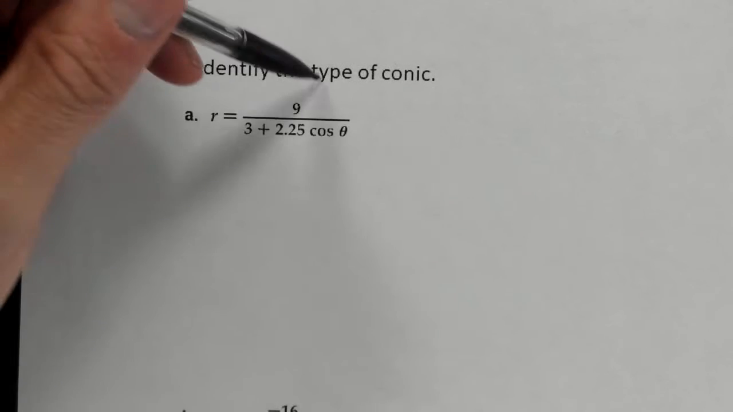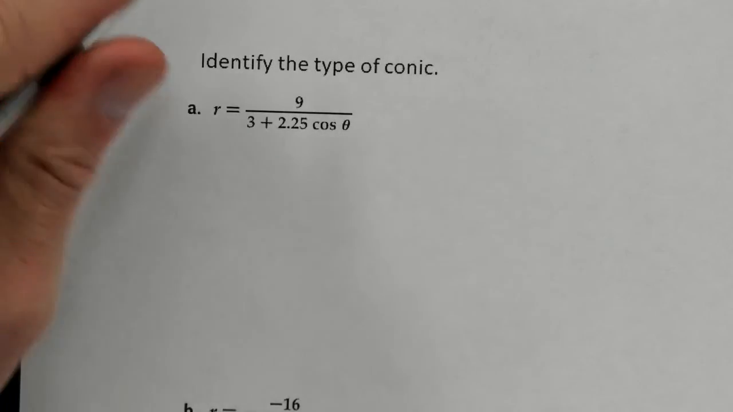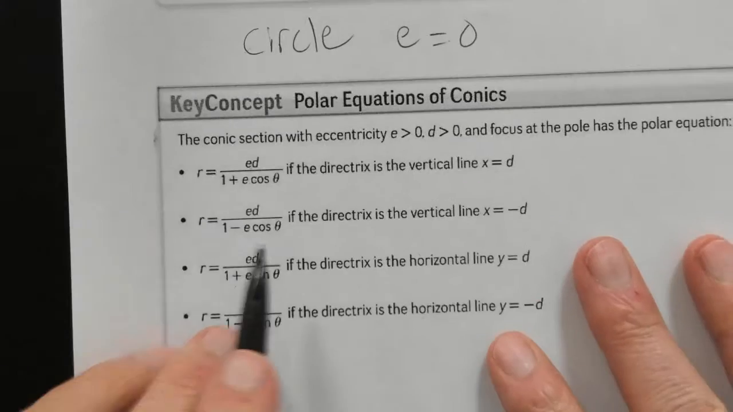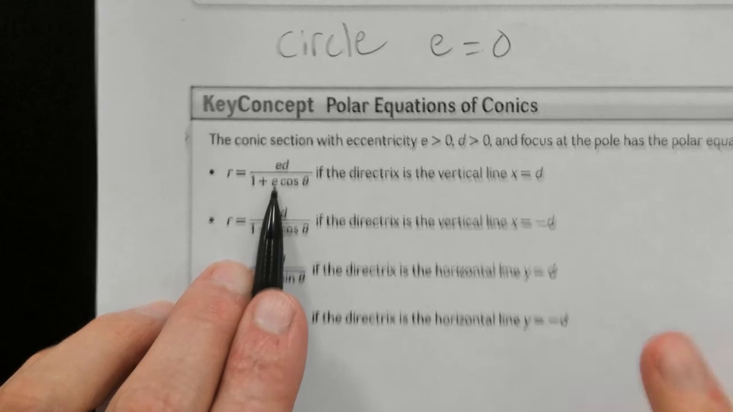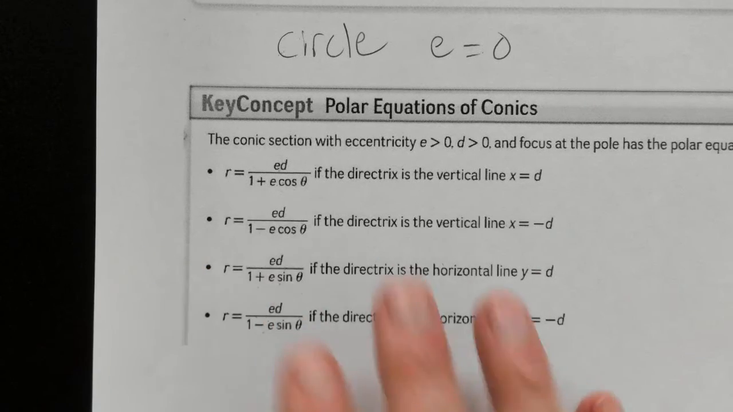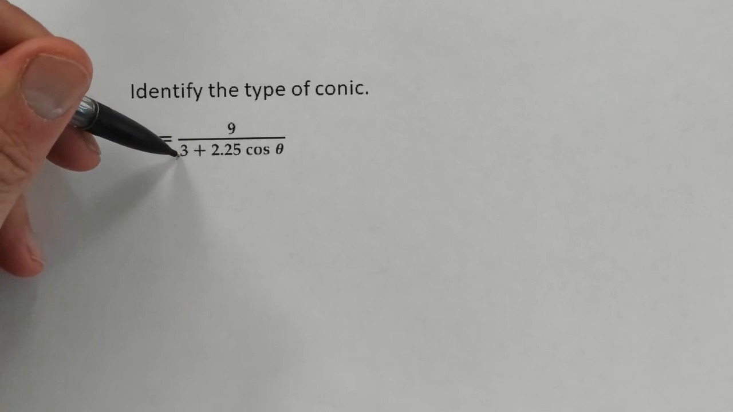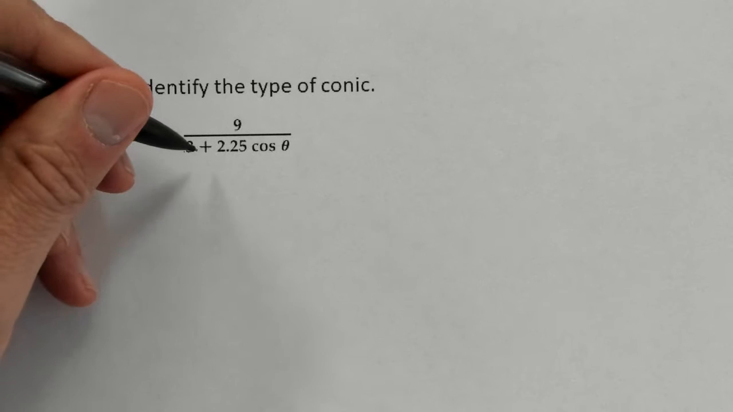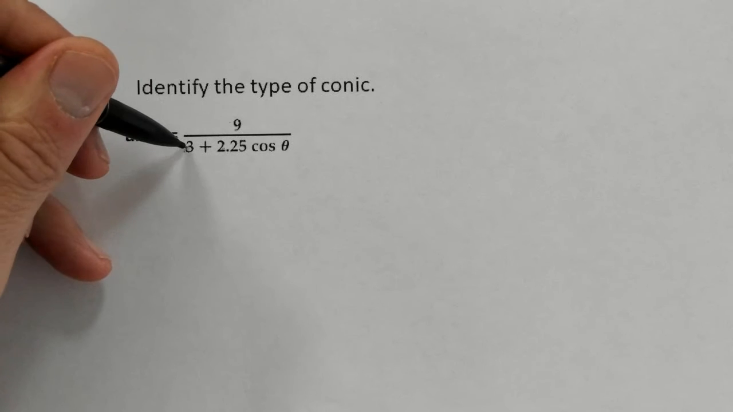So what are we going to do as far as problems are concerned? Here's one. It says identify the type of conic. I have an equation here. Here's the key to be able to identify the type of conic. Remember, we need to be able to read off the value of E. To read off the value of E, it has to be in this form. This term is the key. This value has to be 1. Unless this is 1, we cannot read off E accurately. However, what we can do is take this and make it a 1. How can we do that? Well, we can divide every term here by 3.